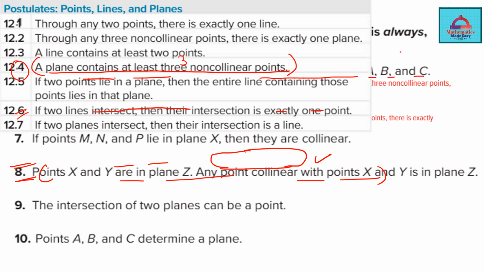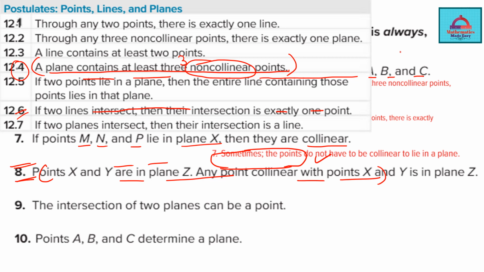But in this question 7, the 3 points which are given, M, N and P, all lie in the same plane. And the statement is saying then they have to be collinear. This is not going to be true because these points have to be non-collinear by this postulate. So the answer for this is going to be sometimes only, because the points do not have to be collinear in order to lie in a plane. Let's do question 8. The statement which is given is that points X and Y are in the plane Z. Any point collinear with points X and Y is in plane Z. Let's check this one using the postulate.